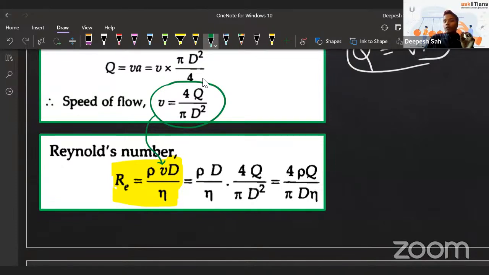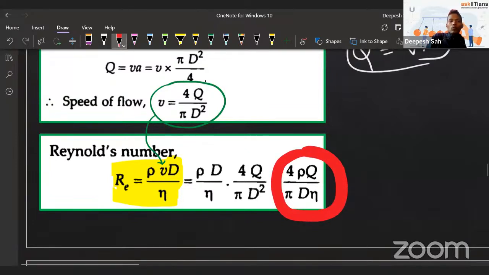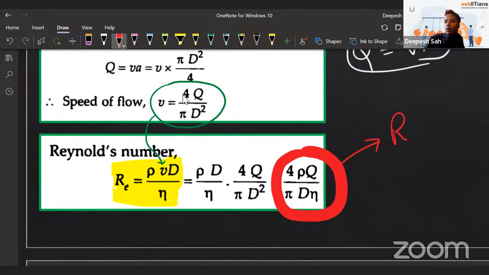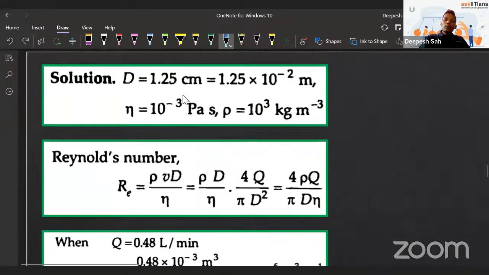As I put it, you will see there is a new formula for the Reynolds number. I will not say please remember this formula, but it is an important one for this question. Why? Because all the things are now known to me: density, then rate of flow, then diameter and the coefficient of viscosity. I can easily put in the values.